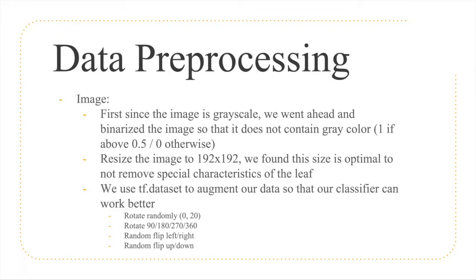We also need to resize the image to 192 × 192, but we must make sure that the image is not stretched when resized, because some leaves are the stretched version of other leaf species. We use a tf.data dataset to generate an infinite number of data-augmented images, using a pipeline to rotate randomly and flip randomly.